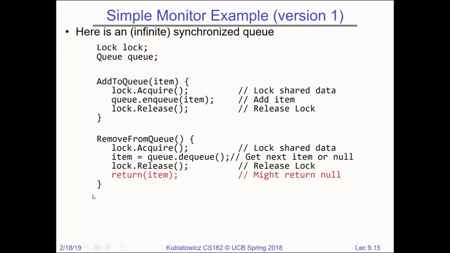So the way you add something to the queue is you grab the lock, you enqueue the item, you release it, and the way you remove it from the queue is you grab the lock, you dequeue it, you release the lock, and then you return the item you got back. Okay? This is locking 101. But can somebody explain to me why I put a lock where I did? Why do I have a lock acquire and release here? Somebody give me a simple reason.